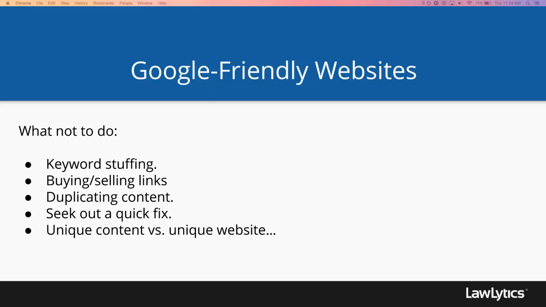Another issue is duplicate content. So I said earlier that Google's goal is to really hunt the web for new content all the time. It's looking every day for new information. And if it finds duplicate content, you're not adding anything new there. It's not anything that Google can make use of.